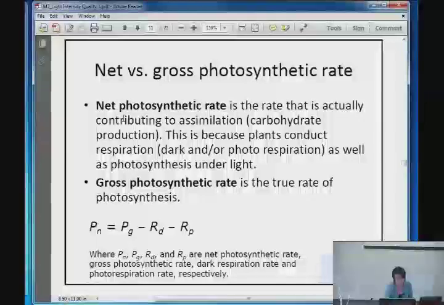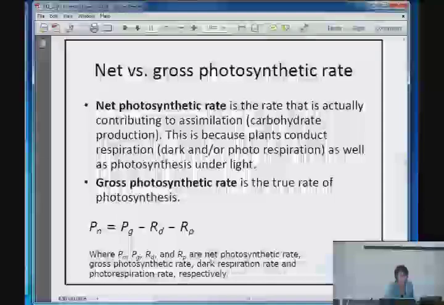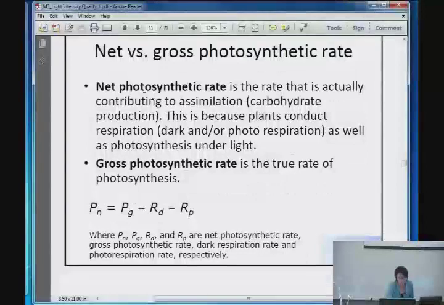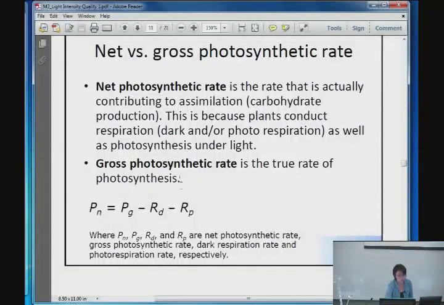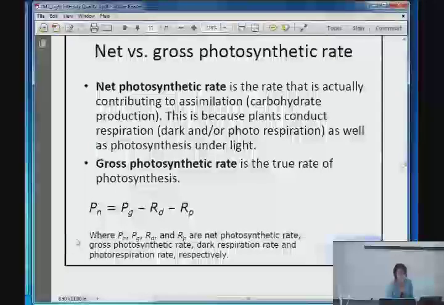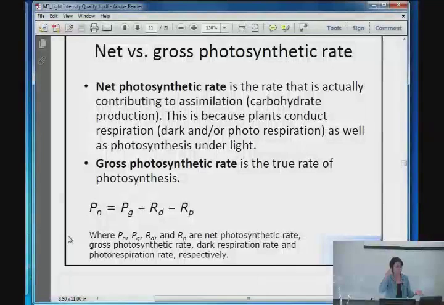Okay, this is the definition of net and gross photosynthesis. If you're not familiar with net photosynthesis versus gross photosynthesis, you want to read what the net photosynthetic rate is and how it differs from the gross photosynthesis rate. The gross is the true rate of photosynthesis. And if you consider gross minus respiration, that's the net photosynthetic rate. Because again, photosynthesis always happens while respiration is happening, and respiration is basically the opposite reaction, releasing CO2, and photosynthesis is absorbing CO2.